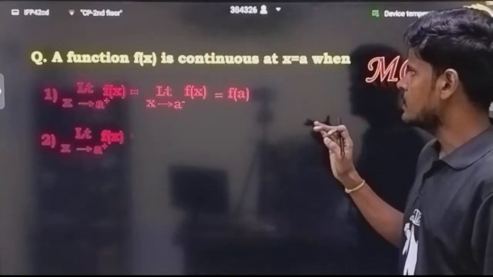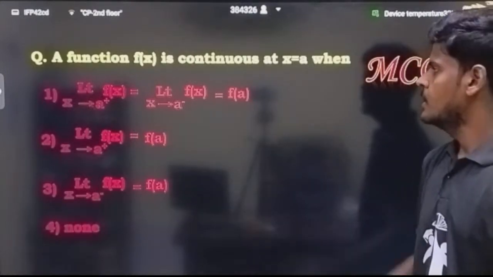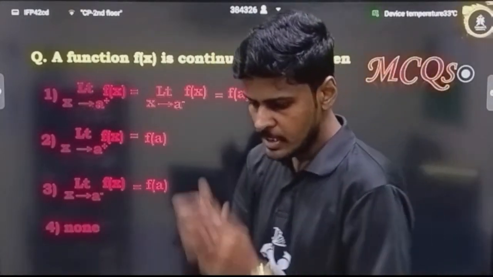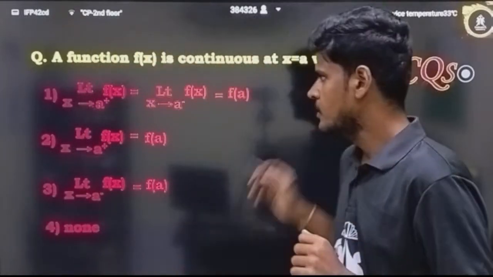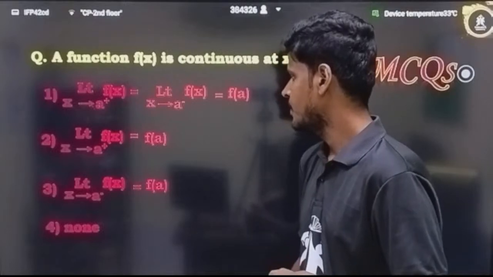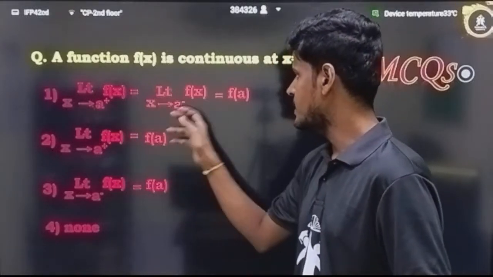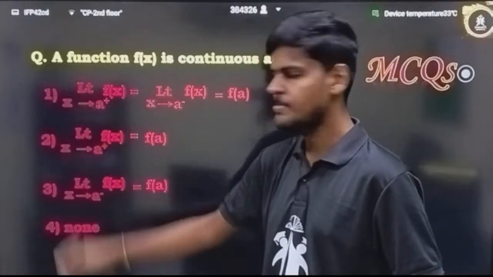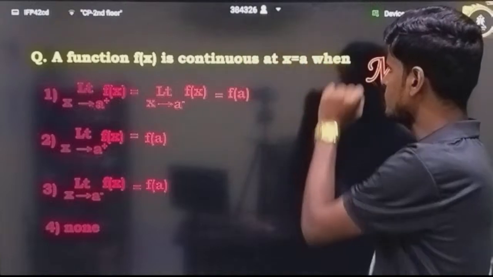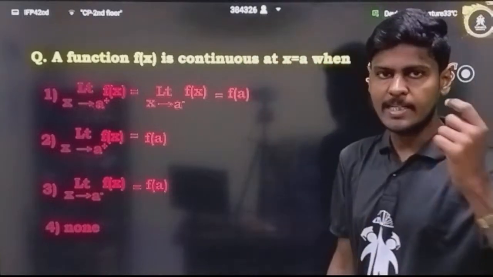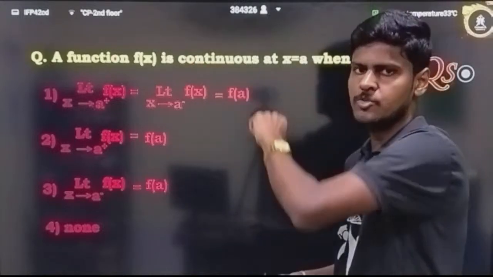A function is continuous at x equal to a. Choose the option from this. When we say a function is continuous, the right hand limit should be equal to the left hand limit should be equal to the function value. So what is the option, students? Right hand limit, left hand limit and function value all equal. So option 1 is the correct answer. All these three should be satisfied. Here in the question we are discussing continuity at a point, so at a point all three values should exist and these values should be equal.